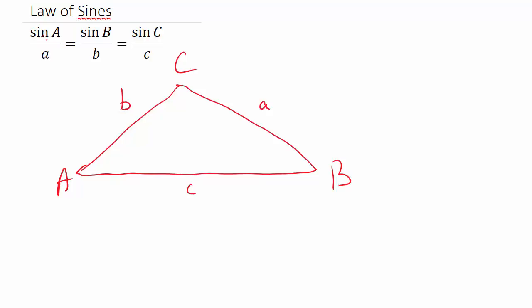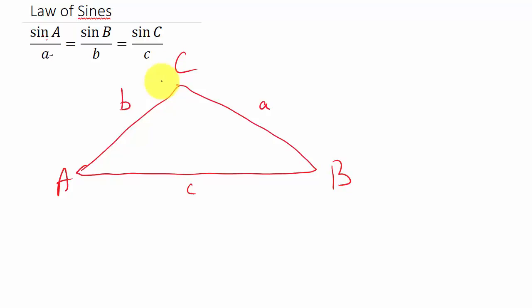Alright, so just real quick, we have the sine of angle A over A is equal to sine of angle B over B, which is equal to the sine of angle C over C. These are the angles, the capital letters. The lowercase letters are the sides. And just remember the angle A over side A. Side A is opposite angle A. Side B is opposite angle B. And side C is opposite angle C.